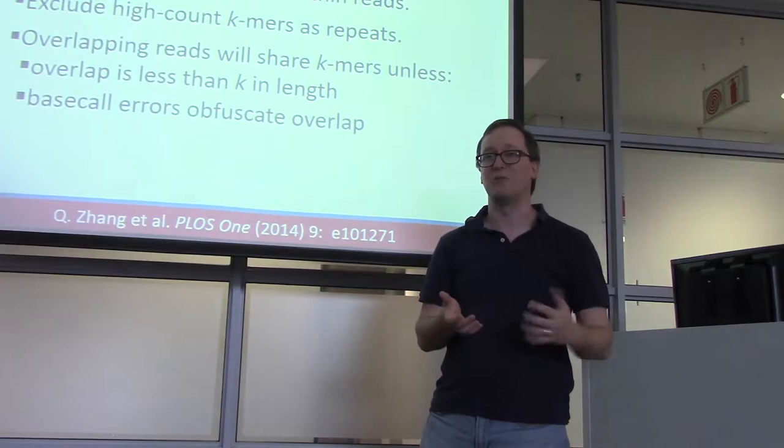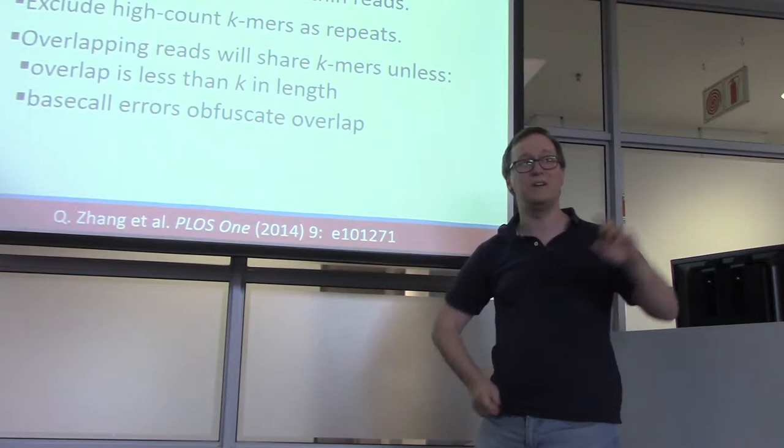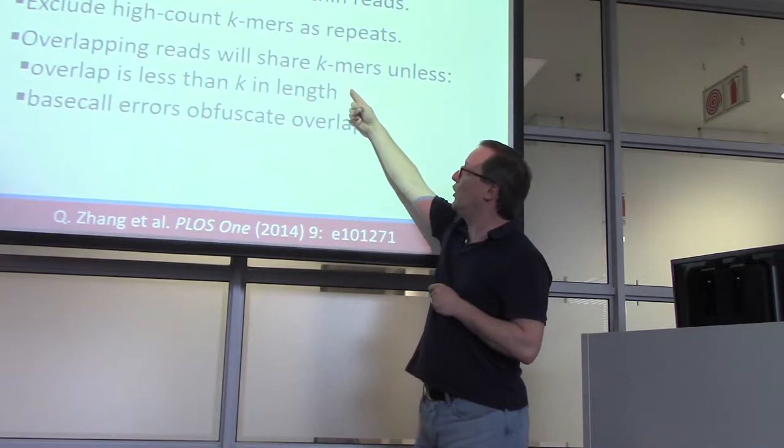And anytime we have one of these repetitive sequences, we're going to have to come back and figure out how to stitch them properly. So excluding high count k-mers is one way to get rid of all the repeats that we have from DNA sequencing reads. Now, overlapping reads will share k-mers. What am I even talking about here?